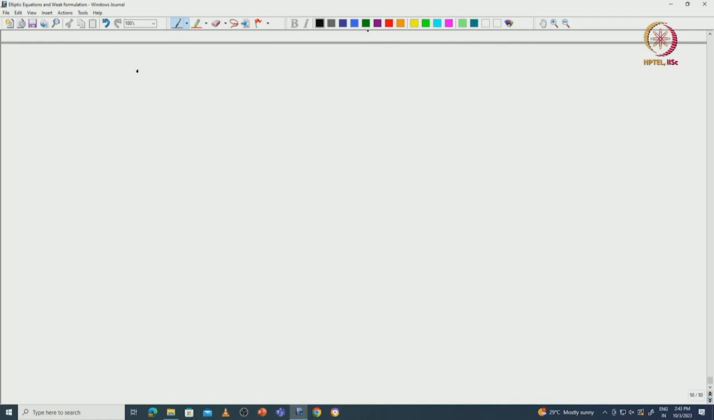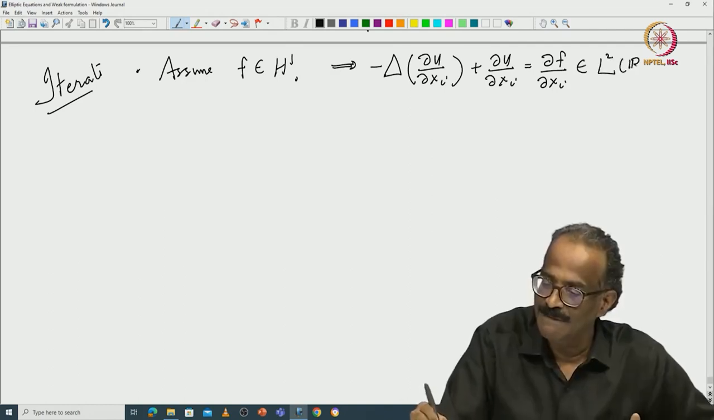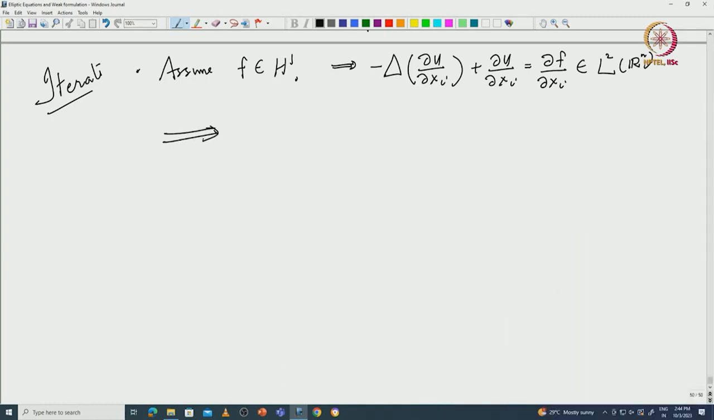Now assume f is in H1. So first level you assume that f is in H1, iteration process, iterate, this is what I said. So assume f is in H1, and then you can write, differentiating minus u, du by dxi, plus du by dxi, is equal to df by dxi, and this is in L2 now, okay.